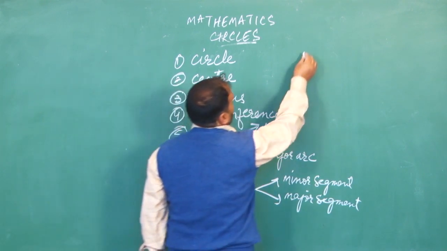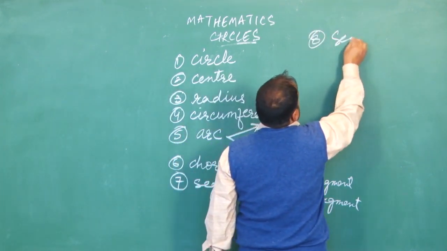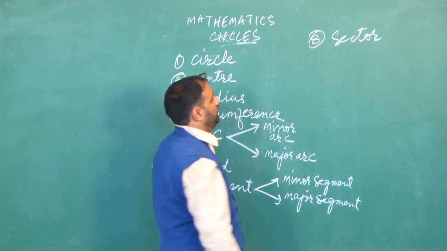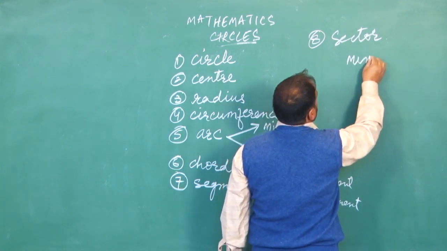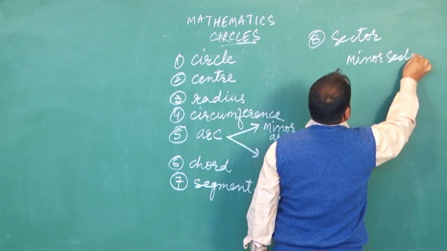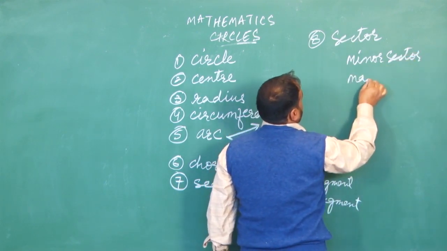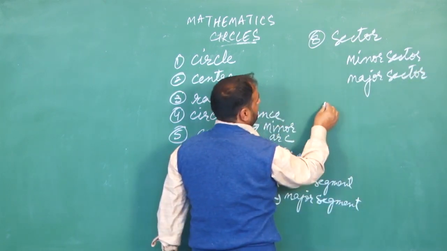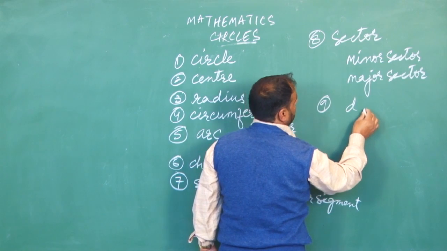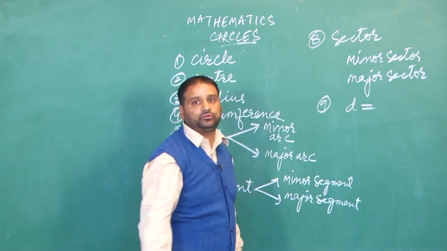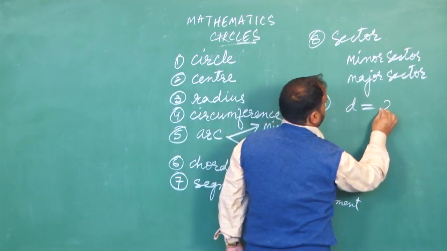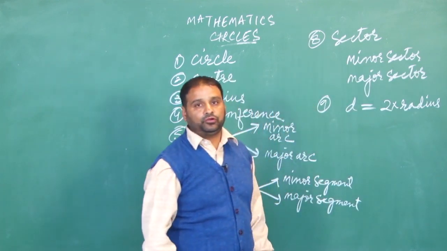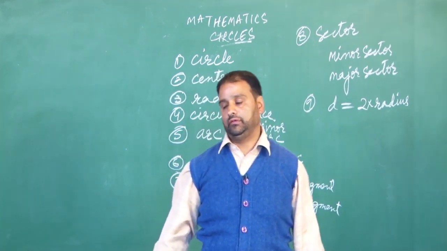Number 8, we learnt about sector. The area lying between two consecutive radii is called sector. We have two types of sectors: one is minor sector and another is major sector. And apart from that, we learned that diameter is the longest chord of the circle that passes through the center of the circle. It is twice its radius. So these are some of the important points you should know about the circle.